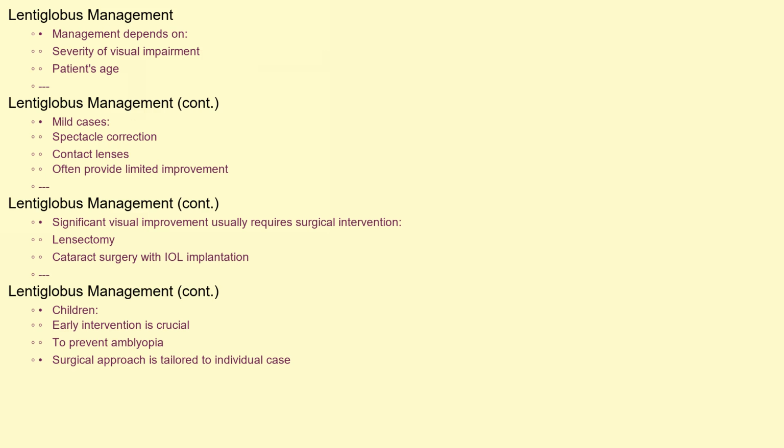The management of Lentiglobus depends on the severity of visual impairment and the patient's age. Mild cases may be managed with spectacle correction or contact lenses to correct the astigmatism. However, these methods often provide limited visual improvement. Surgical intervention, such as lensectomy or cataract surgery with intraocular lens implantation, is usually necessary for significant visual improvement. In children, early intervention is crucial to prevent amblyopia, or lazy eye. The choice of surgical technique and intraocular lens power is tailored to each individual case.